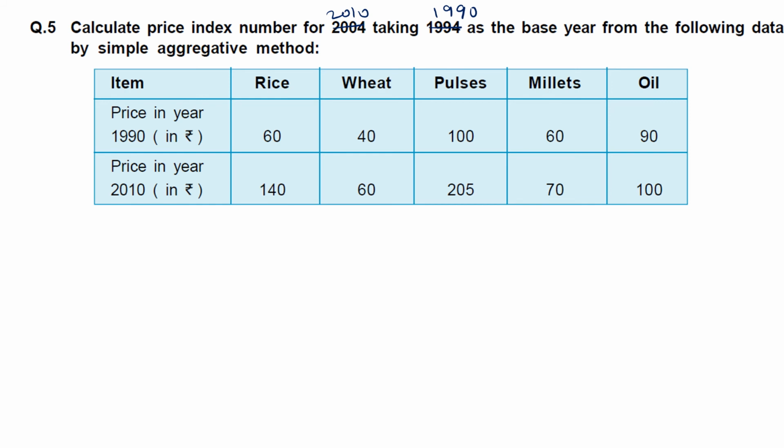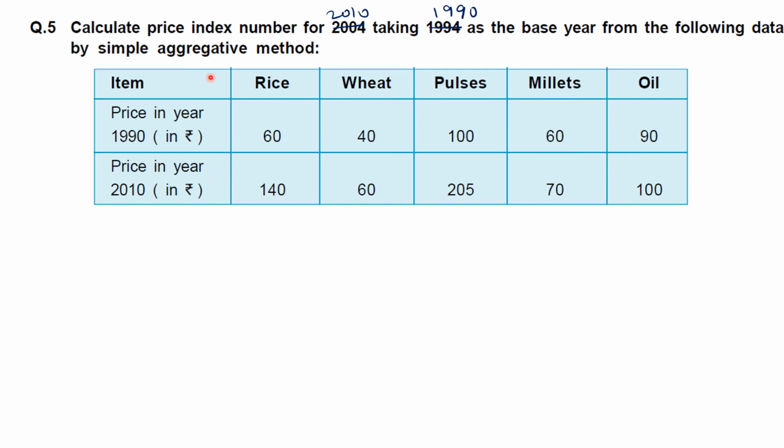So calculate the price index number for 2010 taking 1990 as the base year from the following data by simple aggregative method. So here we have the various items: rice, wheat, pulses, millets and oil, and we are given the price in the year 1990 and price in the year 2010. So price of rice in 1990 is 60 and in 2010 it is 140. Price of wheat is 40 in 1990, and in the year 2010 it is 60. Like that for each of these commodities, the unit prices in the years 1990 and 2010 are given.